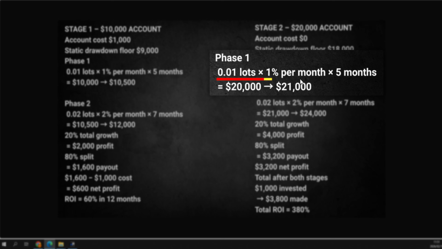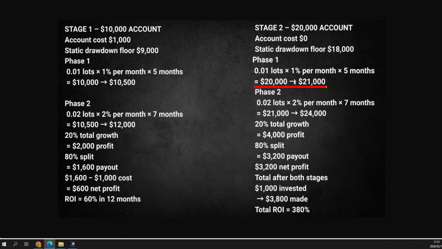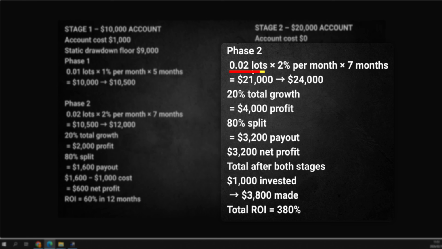0.01 lots times 1% profit per month, which is what we're targeting for the first 5 months, brings us to 21,000. Then phase 2, where we increase it to 0.02 lots, we're going to aim for 2% per month. We're going to do that for 7 months, and that brings us up to the $24,000 target. So we've got 20% of growth. We've got $4,000 in profit.